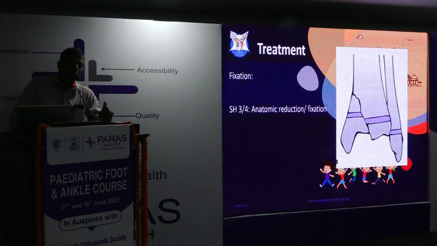Now, many times, surgeons make the mistake of underestimating minimally displaced Salter Harris type 3 or 4 injuries. But remember that these injuries are fractures of necessity. They need to be fixed.